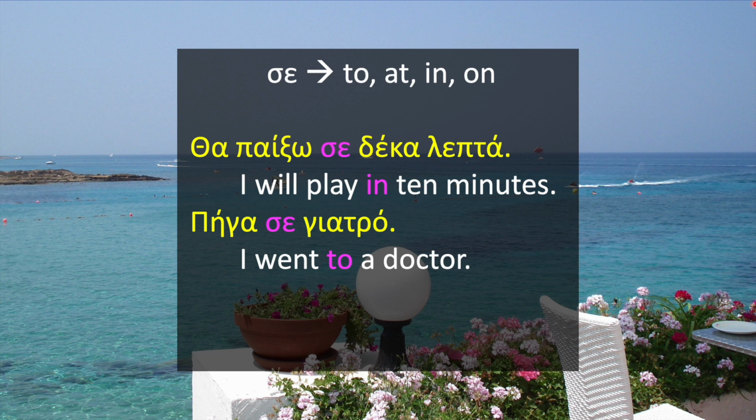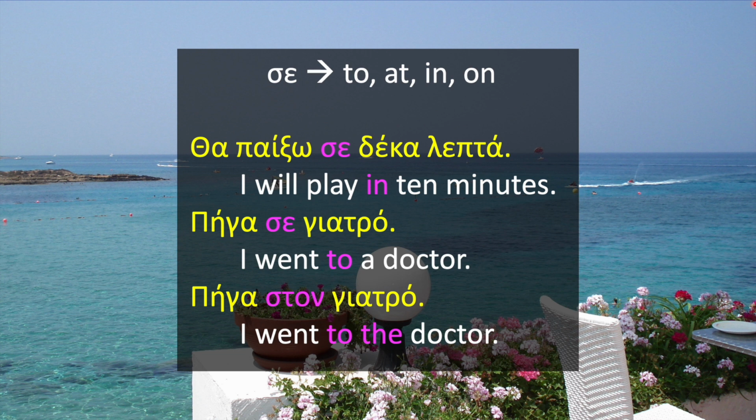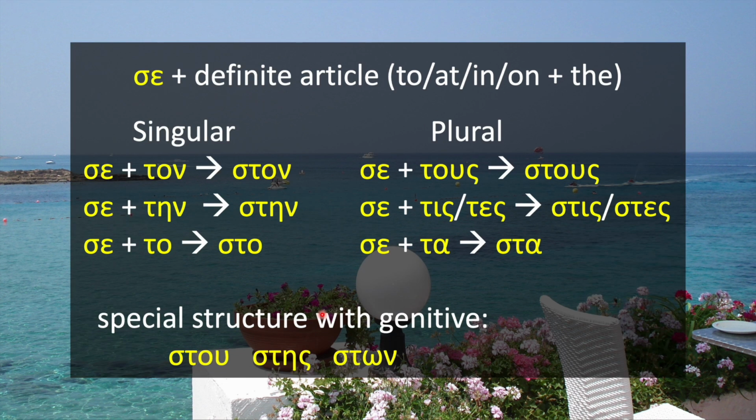Now, what if I want to say, I went to the doctor, a specific doctor? How are you going to say that? Πήγα στον γιατρό. Στον is a combination of the preposition σε and the definite article τον, the accusative case. So, if the preposition σε is followed by a definite article, it's always combined with the article.